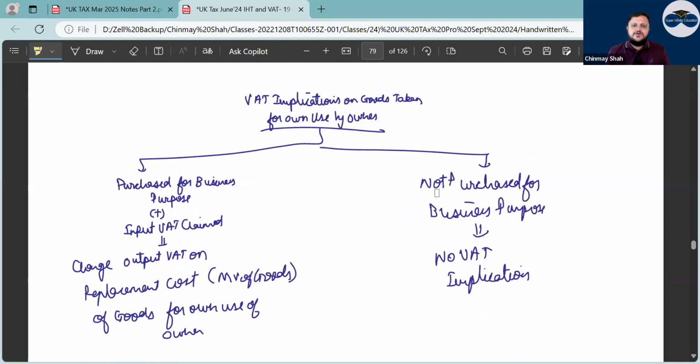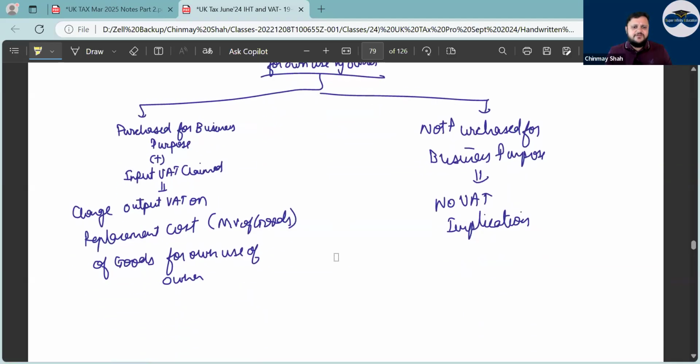Then VAT implication of what? Goods taken by whom? Owner for personal use, right? Purchase for business and input VAT claimed. Then simply charge output VAT on replacement cost, right? If not purchased for business purpose, no VAT implication, right?